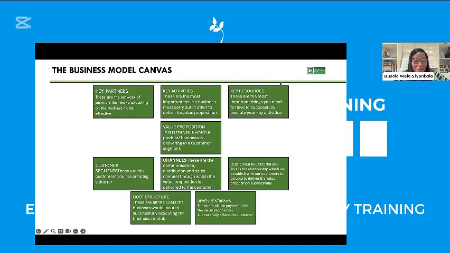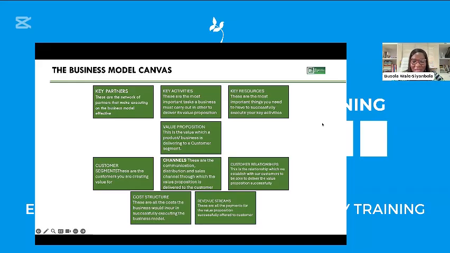Now, the final one, which is finances: your cost structure, and of course, your revenue streams. Please note also that for your cost structure, the things that drive your cost structure are the very first line: your key partners, your key activities, and your key resources, okay? Your cost structure are all the costs that the business would incur in successfully executing the business model, while your revenue streams are all the payments for the value proposition successfully offered to your customer.